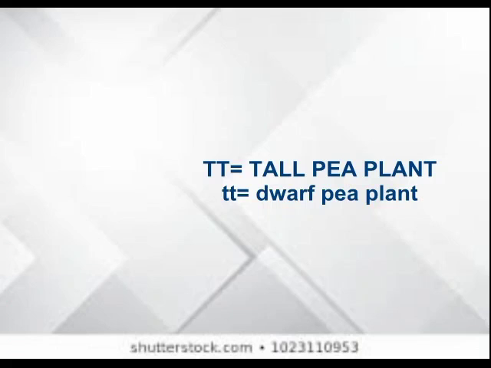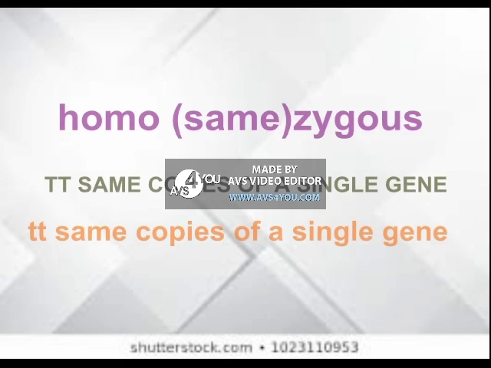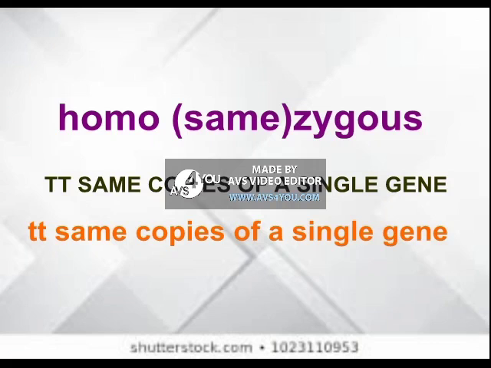Now the capital T alleles can be called as homozygous. That is, they are the same copies of a single gene. And same like that, the small t is the same copy of recessive gene. So they are called as homozygous. Now the alleles can vary a little bit in their sequence, like capital T and small t for a single gene. We call them heterozygous.